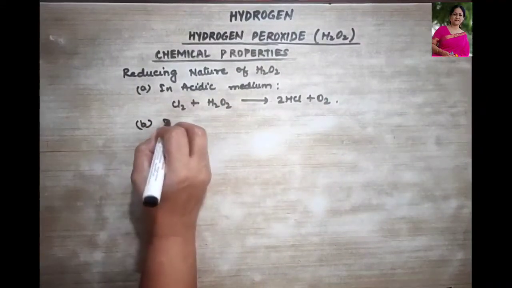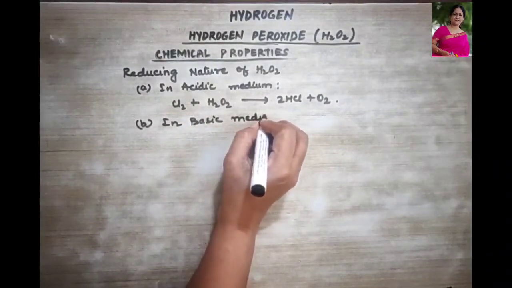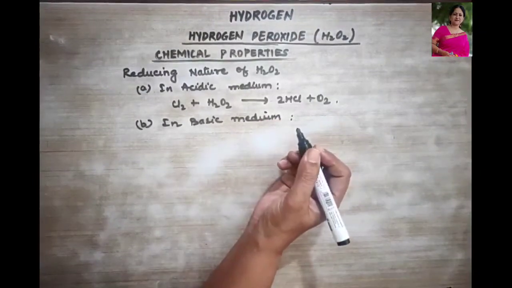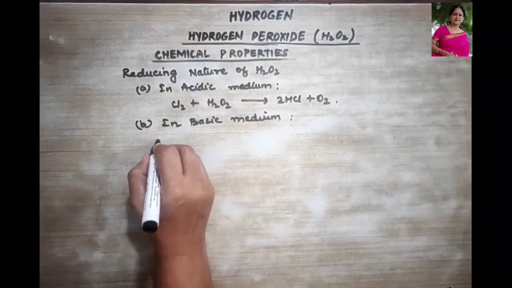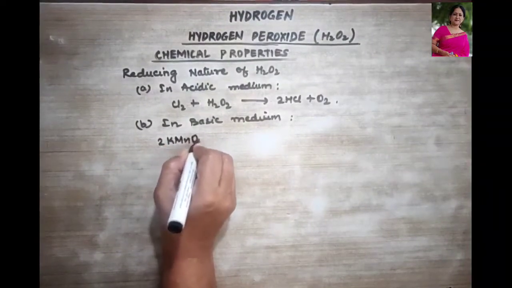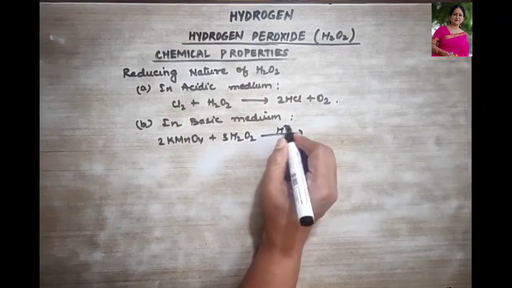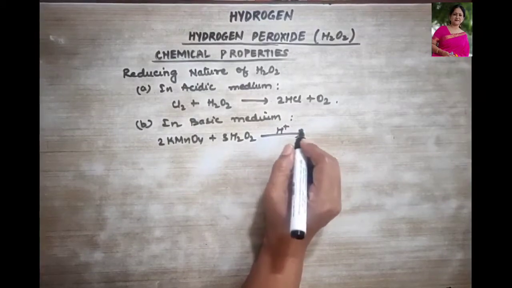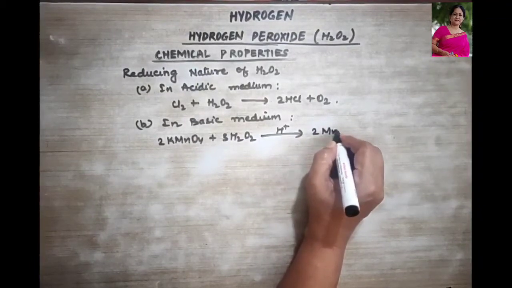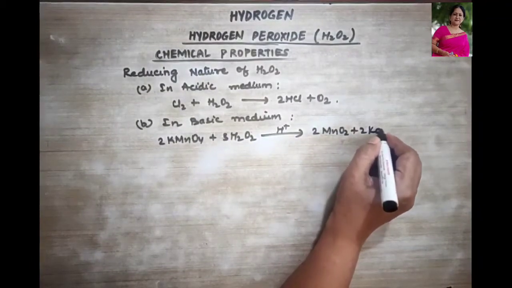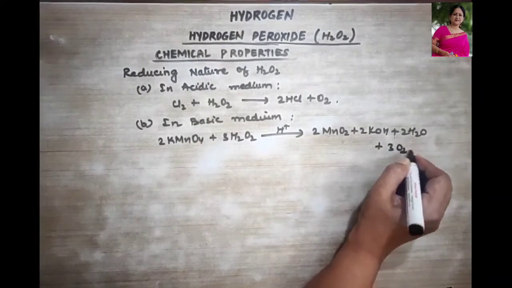Then in the basic medium, it could be like 2KMnO4 plus 3H2O2 in the presence of acid. Okay, this always happens in the presence of an acid. It will give you 2MnO2 plus 2KOH plus 2H2O plus 3O2.